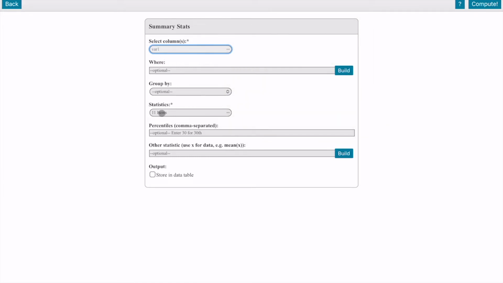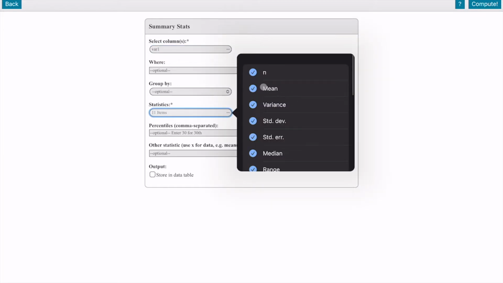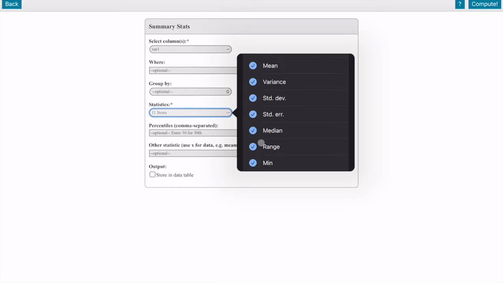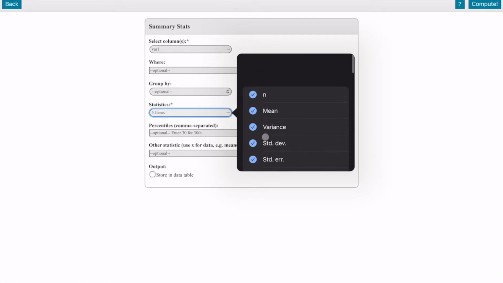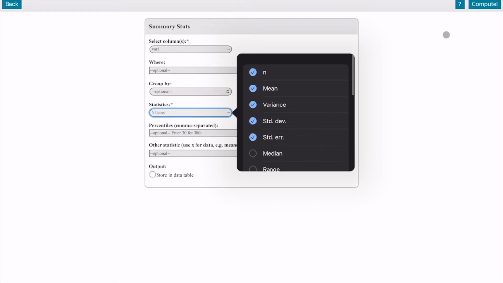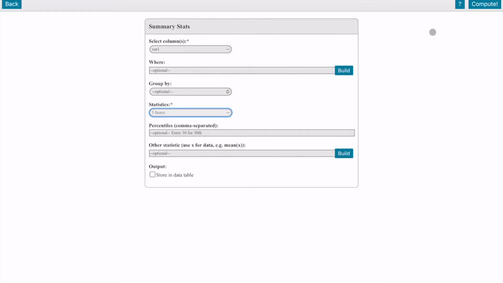Then we can choose what statistics we want: N, mean, variance, standard deviation, standard error, median. I'm going to unselect some of these; feel free to keep them in if you want to. All we need is the mean and the standard deviation. So we go to Compute. There we go. I hope you guys can see that.